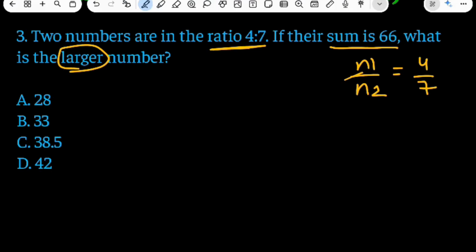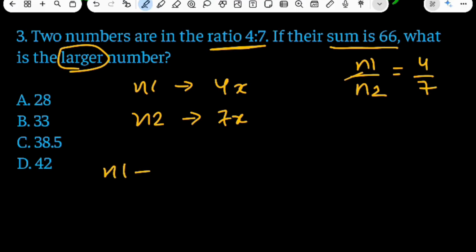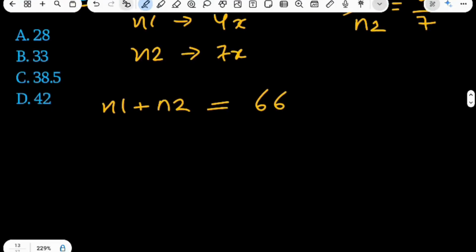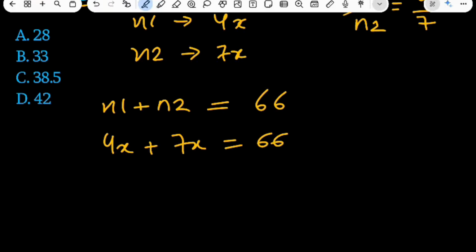So now let us consider the ratio. Let us assume that the first number is 4x and the second number is equal to 7x. All right. Now adding these two numbers is equal to 66. This is mentioned in the question itself, right? Now we have two numbers, that is 4x plus 7x, which is equal to 66. All right, students. Now adding these two, we will get the output as 11x is equal to 66.